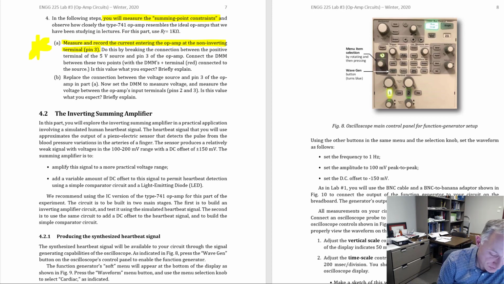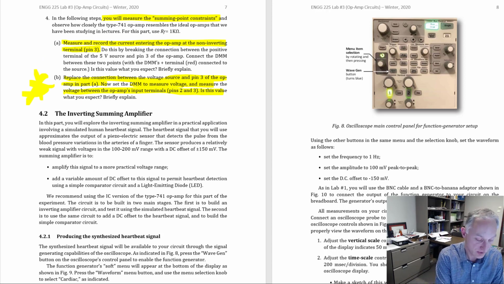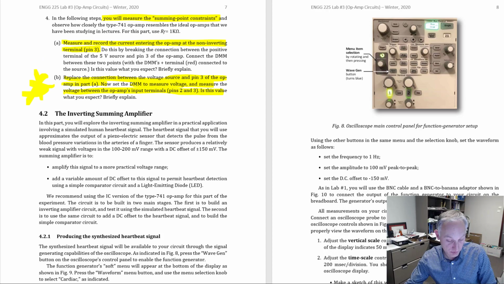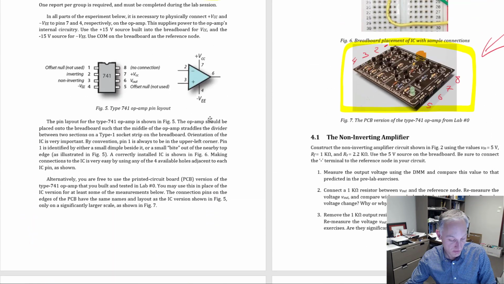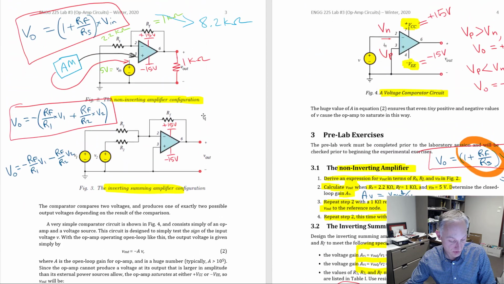Okay, that's A. So then we're supposed to replace that connection between the voltage source and pin 3. And then we're going to measure the voltage between the op amp input terminals. Okay, so we're doing this one now, right? So let's go back up to that drawing and see what that measurement looks like.